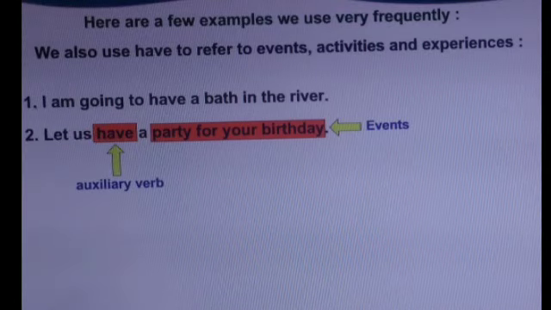Second sentence, let us have a party for your birthday. Again, have is an auxiliary verb, whereas party for your birthday shows an event.